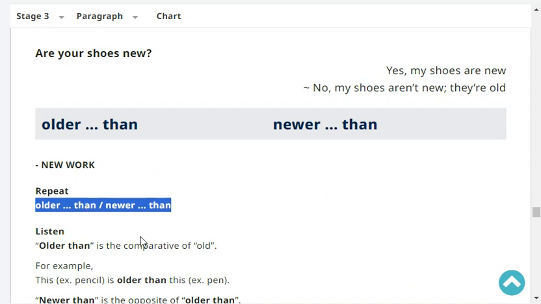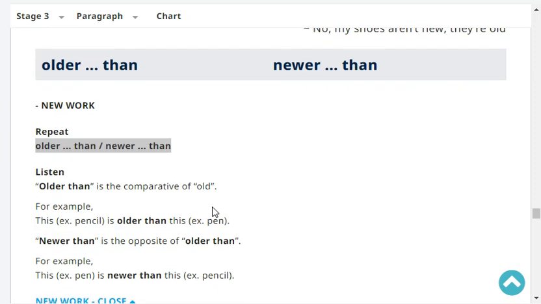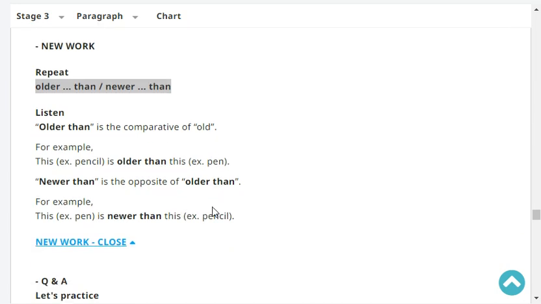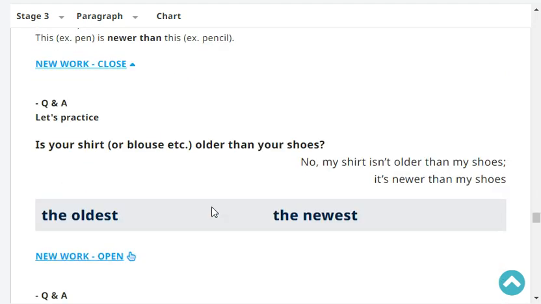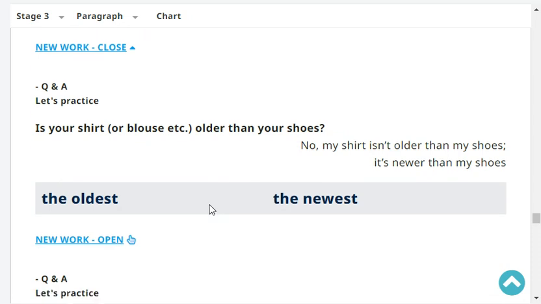Next, repeat older than, newer than. Very good. Okay, listen. Older than is a comparative of old. For example, this pencil is older than this pen. Newer than is the opposite of older than. For example, this pen is newer than this pencil. Okay, let's practice. Is your blouse older than your shoes? Yes or no? No, my blouse isn't older than my shoes. It's newer than my shoes. Very good.